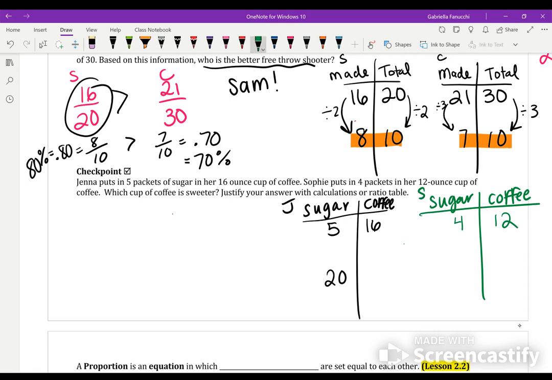Okay. So what times 4 gives me 20? Oh, well, 5 times 4. Whatever you do to one side, you have to do to the other. So 12 times 5 is 60. Okay, well, then 5 times 4 gives me 20. So whatever I do to one side, I have to do to the other. So 16 times 4 is 48.